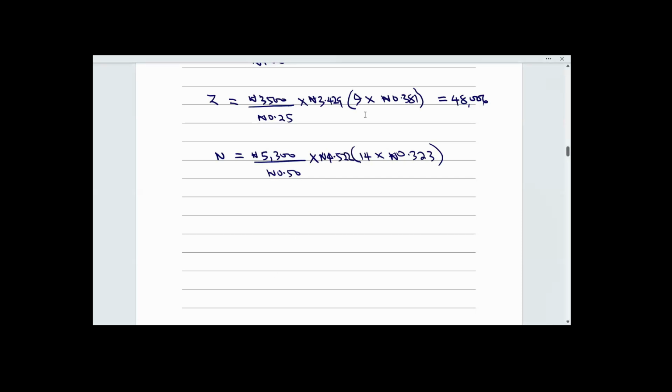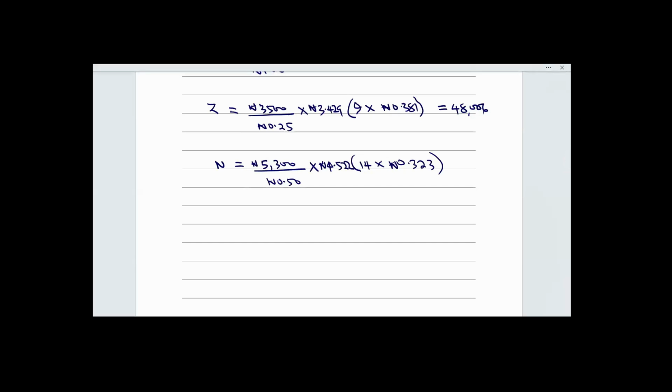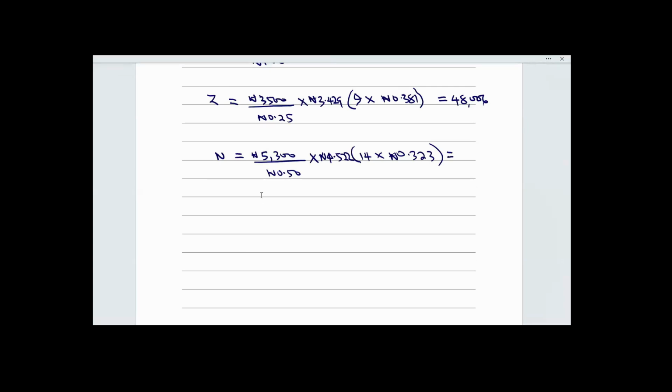So 4.522 multiplied by 10,600. You say 10,000? Yes. So what do you have in total? 47,933. Yes, sir. 47,933. So add everything together. What do you have?